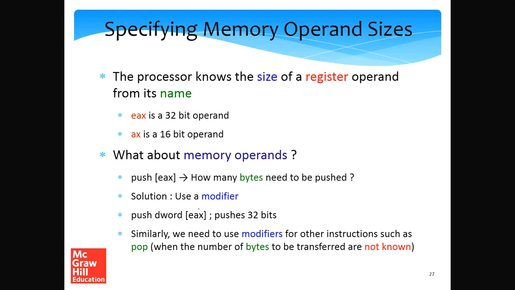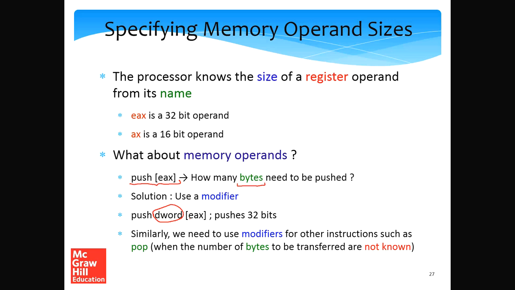Let's take a look at some instruction of the form push EAX. In this case, we read the value of EAX, we get a 32-bit memory address. We access memory, we read some bytes and push them onto the stack. But the question is, how many bytes need to be pushed? Is it 2 bytes, 4 bytes, 8 bytes? That's the reason it is necessary to provide a modifier to the push instruction, especially when we are trying to push something into a memory address, so we can specify how many bytes need to be pushed. This is not necessary for a register, but for a memory operand this is necessary.